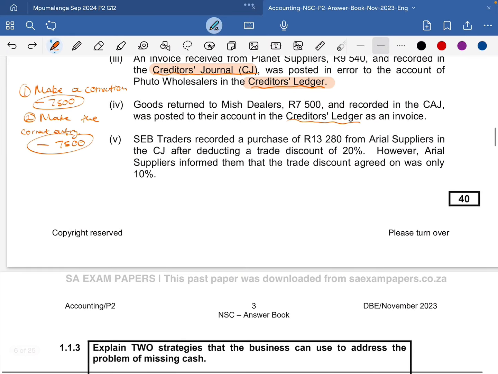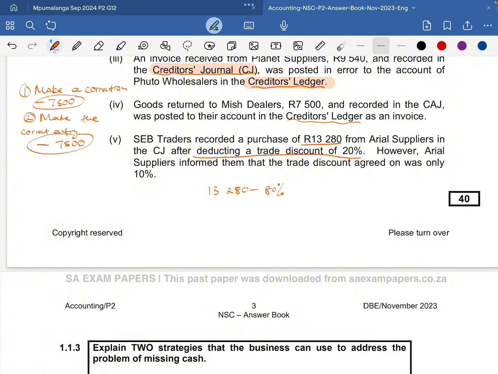Okay, then the last one says SEB traders recorded a purchase of 13,280 from Aerial Suppliers in the CJ after deducting a trade discount of 20%. Okay, so we know that this is 13,280 after deducting a 20% discount. So we know that the 13,280 is the 80%, right? However, Aerial Suppliers informed them that the trade discount agreed on was only 10%.